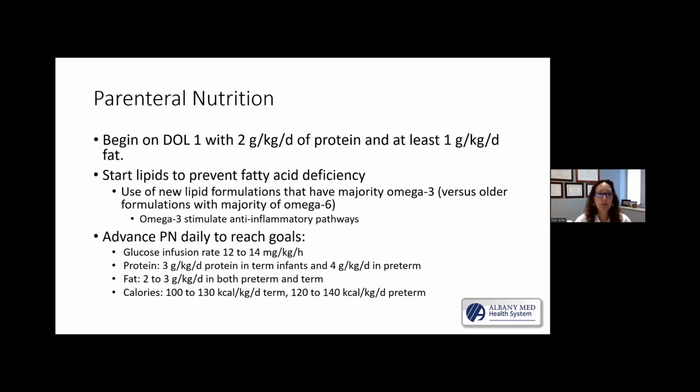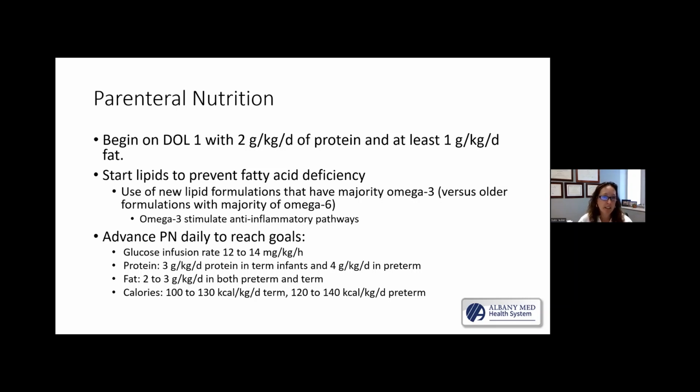So in terms of parenteral nutrition, you want to make sure that you start early, right after delivery. So hopefully on day of life 1, start with at least 2 grams per kilo of protein and at least a half to 1 gram per kilo of fat, depending on the baby's tolerance. And again, as I mentioned, we want to start lipids immediately to prevent fatty acid deficiency, and you want to start protein immediately to prevent protein catabolism.